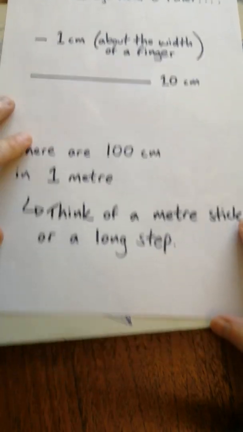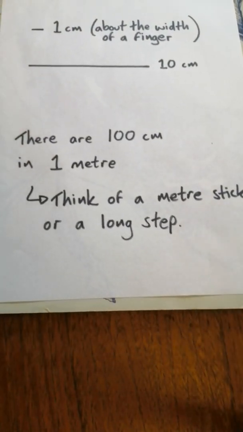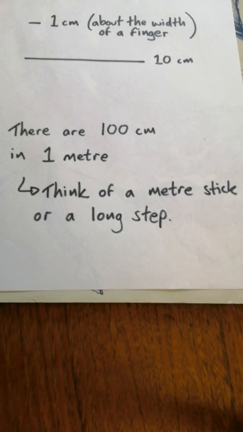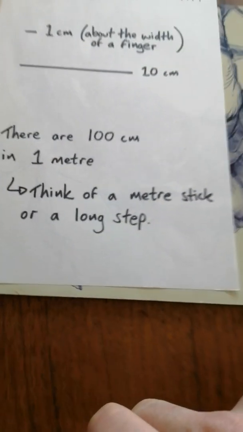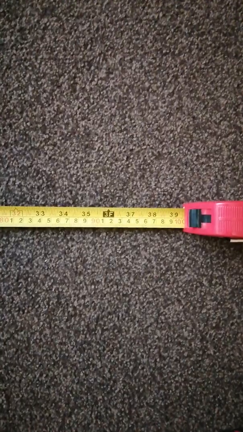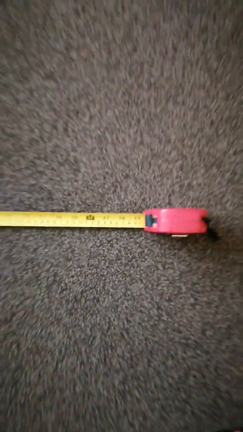Now, it says here, there are 100 centimetres in 1 metre. Think of the metre sticks that we have in school. Now, I don't have a metre stick at home, but what I do have, and maybe some of you also might have at home, is one of these. Now I'm going to pick the camera up, so apologies for my dodgy camera work, but here we go. This is a measuring tape, and what you can see here, it starts at 1 centimetre and goes all the way up to 100 centimetres, which you can see just there.